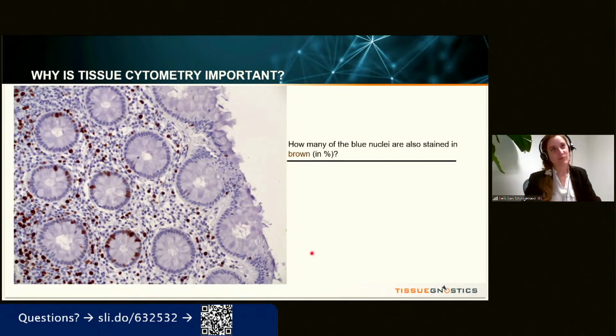And why is tissue cytometry so important? What you can see here is a column section stained for Ki67, a well-known proliferation marker, in brown, and hematoxylin as a counterstain of all nuclei in blue. And the question here is, how many cells proliferate? Maybe take a look at it and try to estimate a number here. I can tell you already that we talked with a lot of experts, and the estimations actually ranged between 1% and 40%. And here you can see already a major problem, and this is associated with visual estimations.